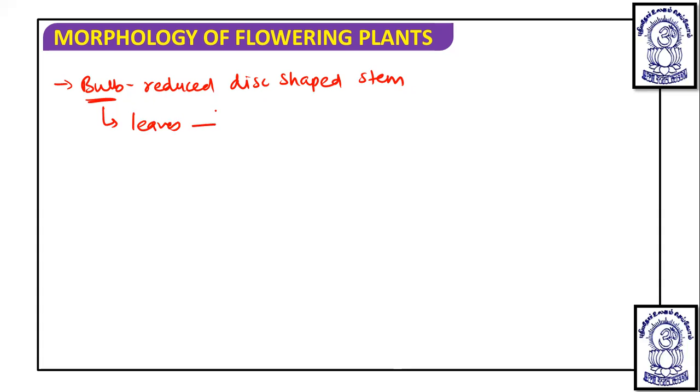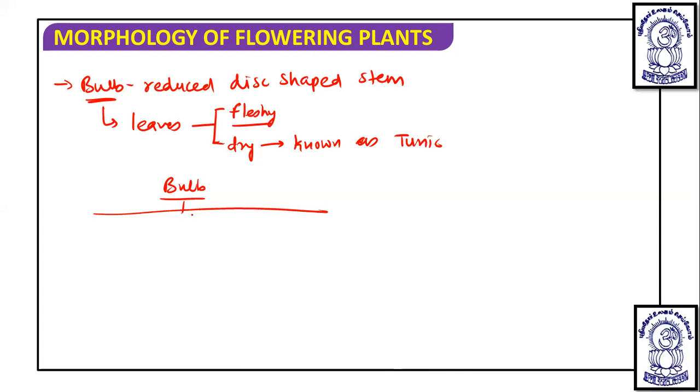The leaves can be fleshy or dry. The dry leaves are known as tunic. So because of this, bulb is of two types: tunicated and non-tunicated. If tunicated, then it is covered by the dry covering, that is known as tunic.